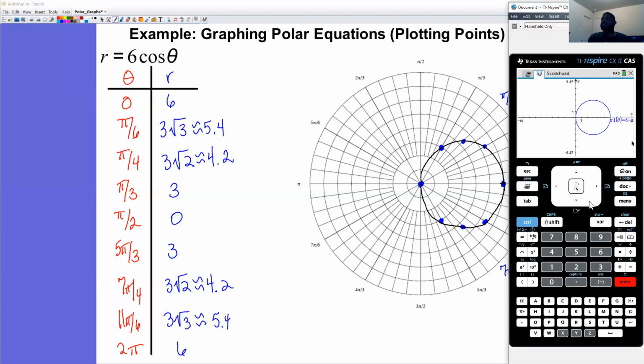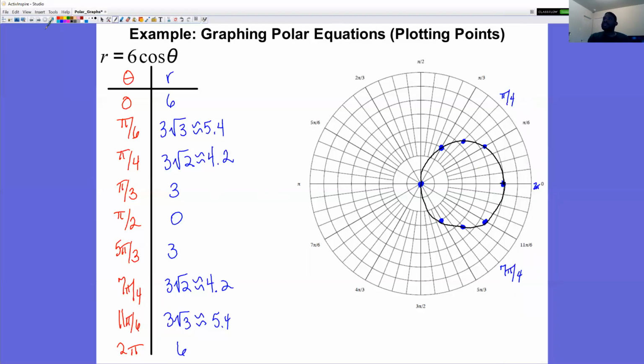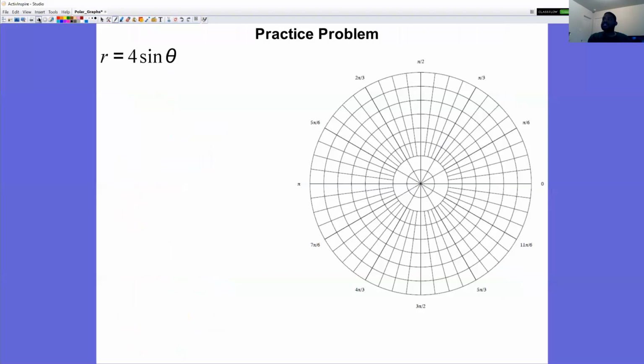So you don't want to plot the equation first and then plot the points. You want to plot the points first and then check it using your calculator. Okay, so if you understood that, here's a similar problem like the first one I just did. Go ahead. You want to generate a table of values. Kind of think about as you're plotting those points, which theta values you want to use and which ones you shouldn't have to use.